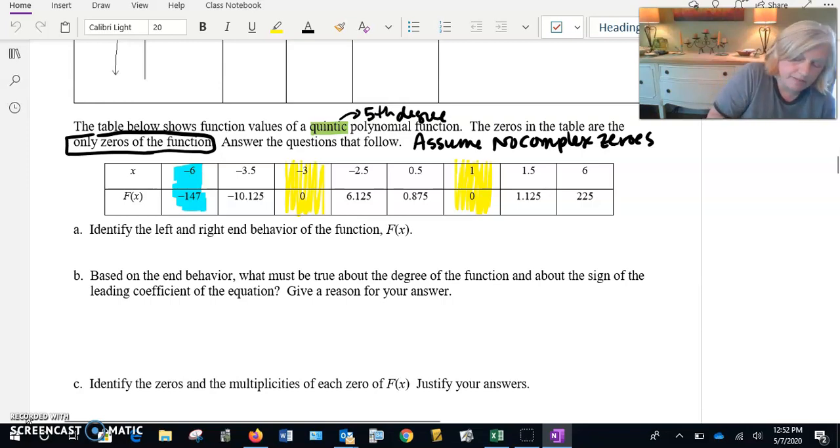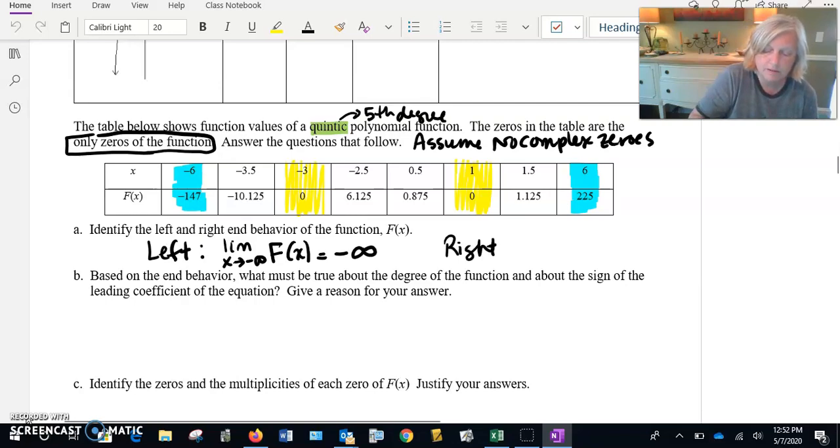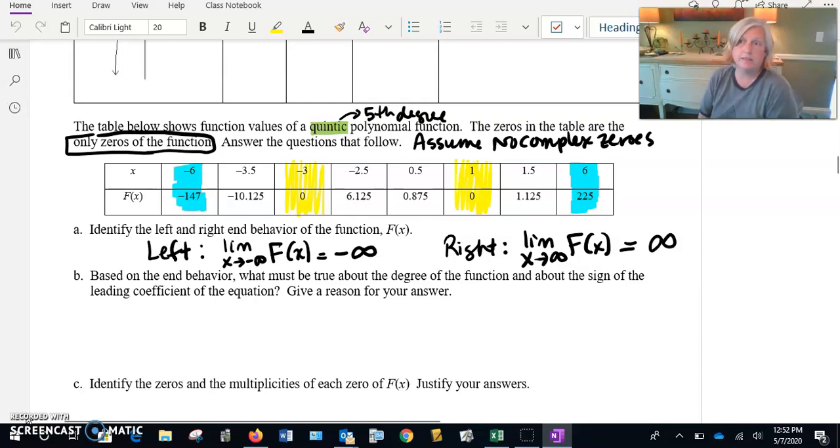So that is going to tell me that the left and right end behavior of the function is pretty much set. Again, I'm going to use the limit notation because that is what we want to be using. So the limit as x goes to -infinity of this function, whose name is capital F of x, must be going down to -infinity because I can't cross the x-axis again. And then the right end behavior, the limit as x goes to infinity of f of x, because it's positive 225, must be heading up to infinity. So that takes care of that for us.